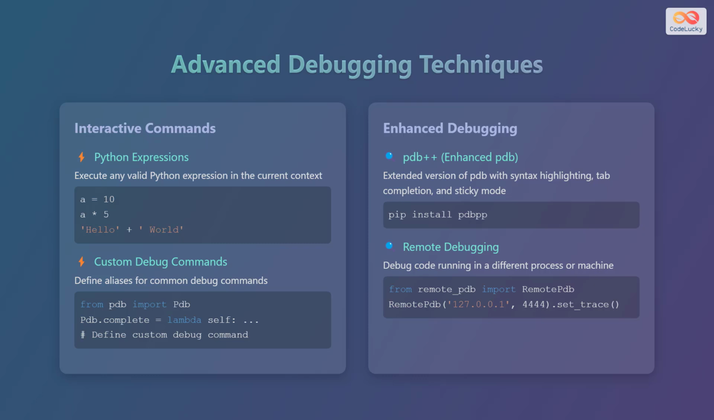For enhanced debugging, consider using PDB++, which is an extended version of PDB with syntax highlighting, tab completion, and sticky mode. To install it, simply use pip install pdbpp. Finally, PDB also supports remote debugging, which allows you to debug code running in a different process or machine. To use remote debugging, from remote_pdb, import RemotePdb. Then call RemotePdb(your IP address, port number).set_trace().